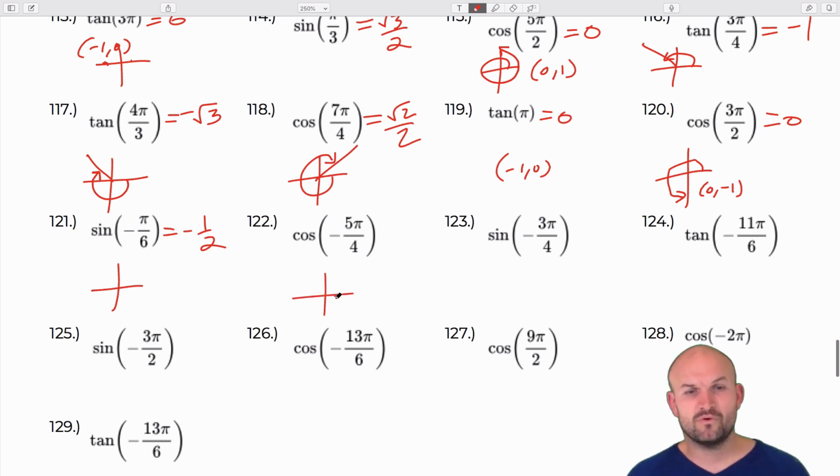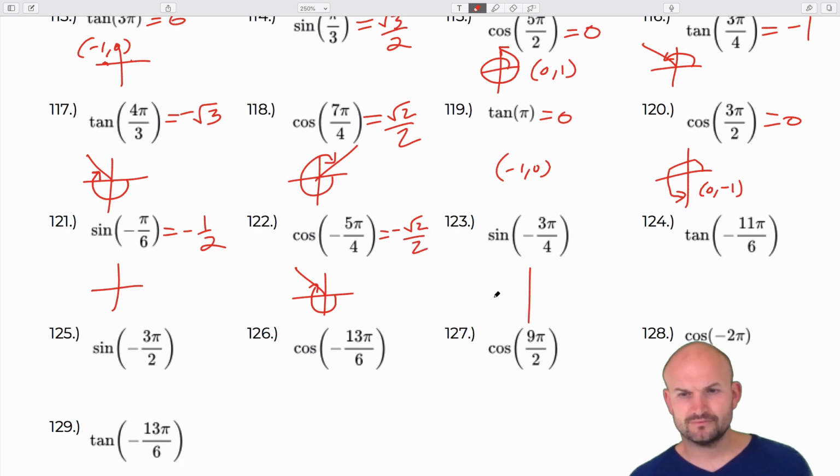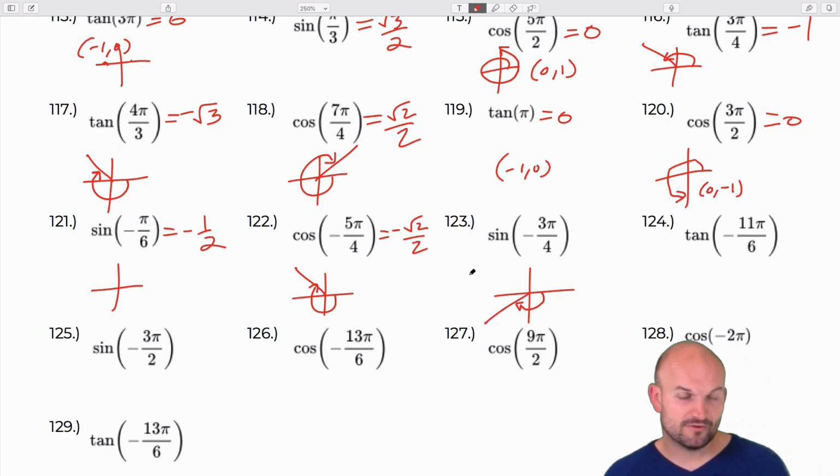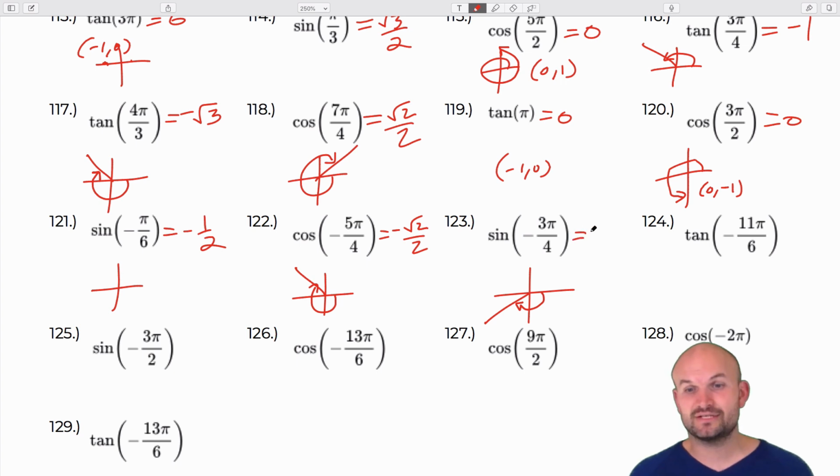Negative 5 pi fourths is going to be over there, which is in the second quadrant, so cosine's negative. Reference angle pi over 4, so that's a negative square root of 2 over 2. Negative 3 pi over 4 is again going to be over here, but now, nope, sorry. That's going to be in the third quadrant. It's going to be short of pi. But it still has a reference angle pi over 4, but it's for sine, so therefore sine is equal to a negative square root of 2 over 2.